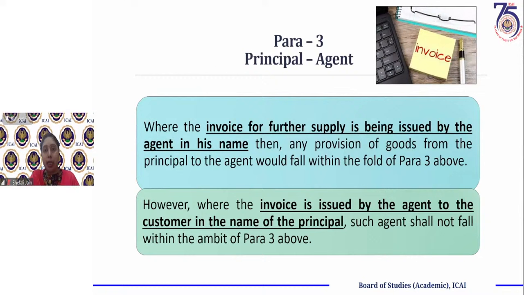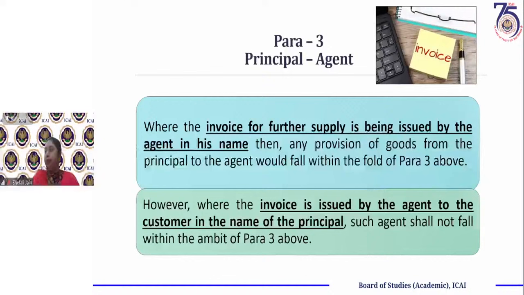But where the invoice is issued by the agent in the name of the principal, what is this transaction? The principal gives goods to the agent, and the agent supplies those goods to the buyer, but the invoice is issued in the name of the principal only. The agent is not issuing an invoice in his own name. Then this relationship will not be covered under Para 3, and transfer of goods by principal to agent will not be deemed as supply. So the basic condition is that the agent has to issue an invoice in his own name to the buyer. If he is issuing the invoice in the name of the principal, then that will not be covered under Para 3.